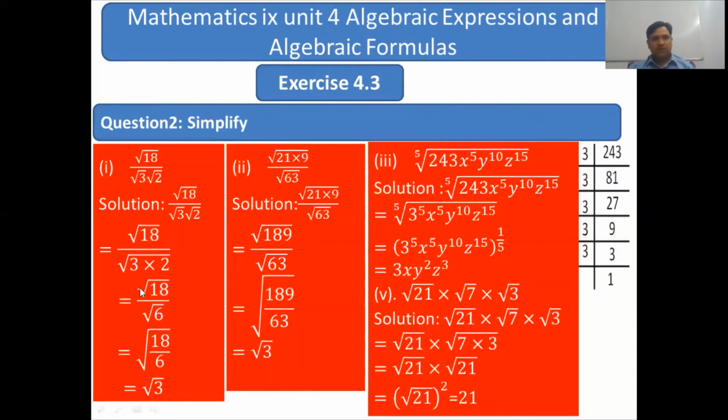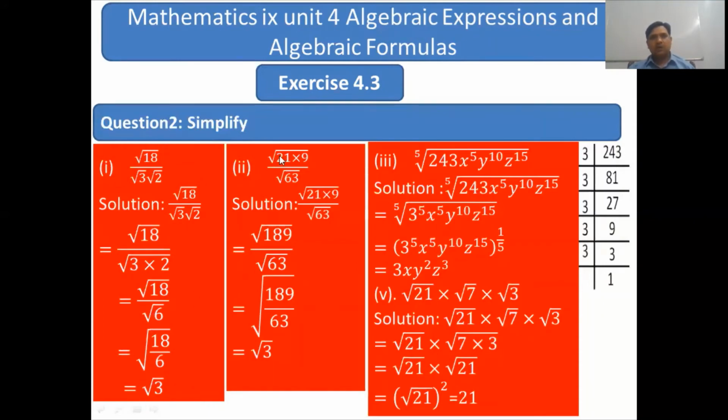By using the division law for the surds, we can write these two surds in a single radical sign. So 6 3s are 18. So the simplest form of this question is square root of 3.